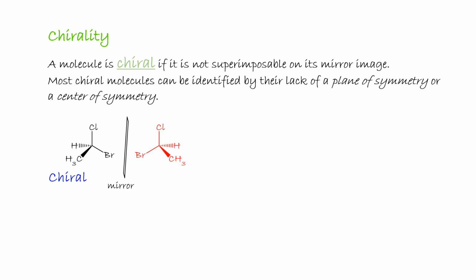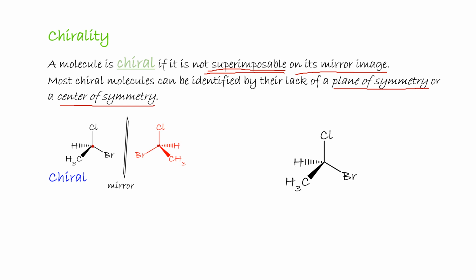Chirality. A molecule is chiral if it is not superimposable on its mirror image. Most chiral molecules can be identified by their lack of plane of symmetry. There is no plane of symmetry in the molecule, so we call this a chiral molecule, or they don't have any center of symmetry. In this molecule, we have a mirror compound, mirror to it, which is not superimposable to it. This is one, and this is the mirror. They are not superimposable, as you can see.